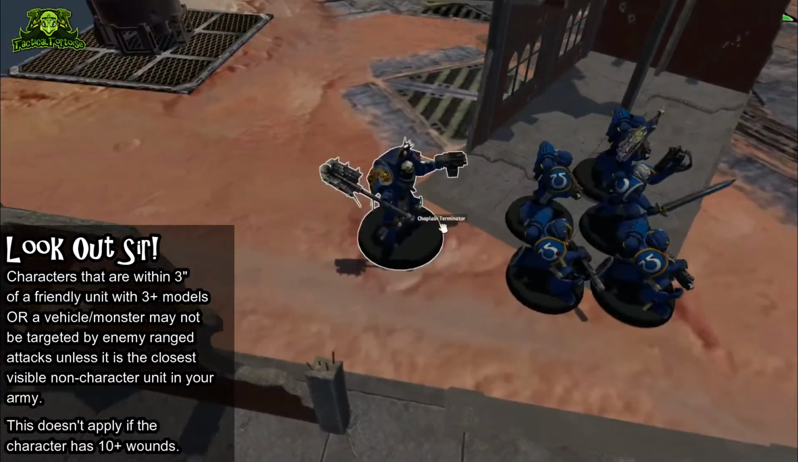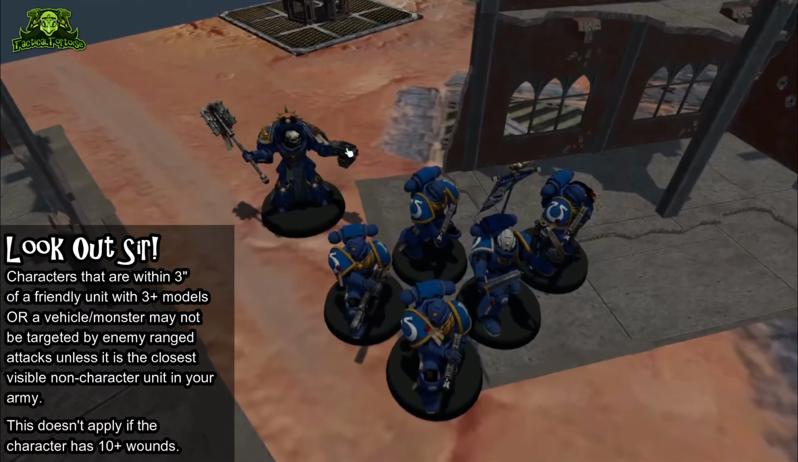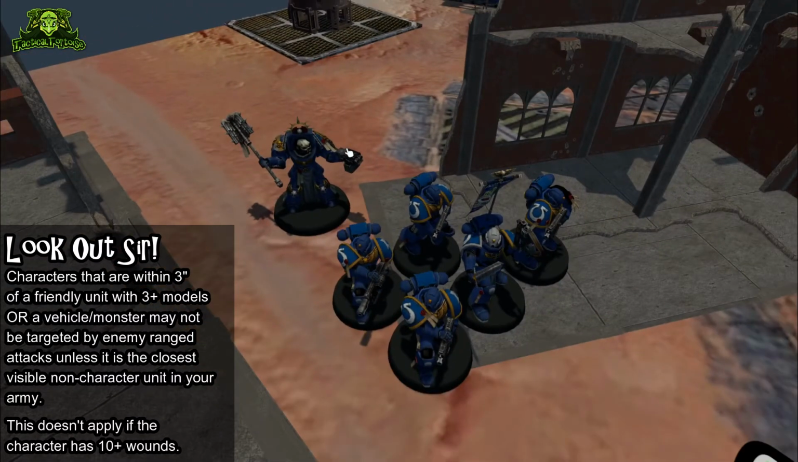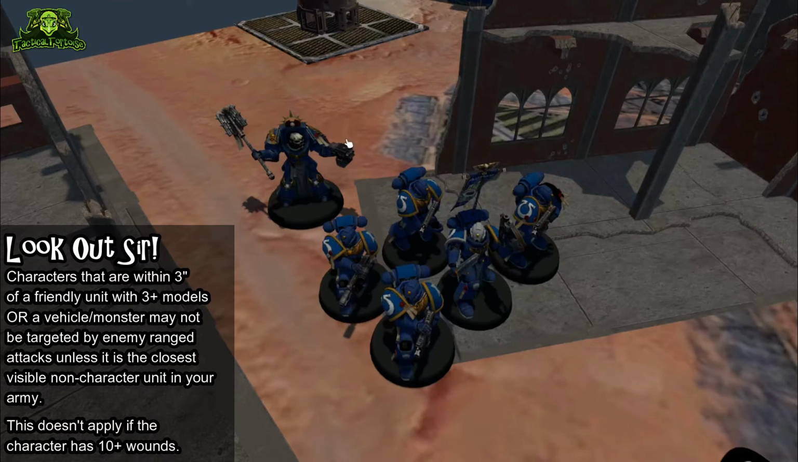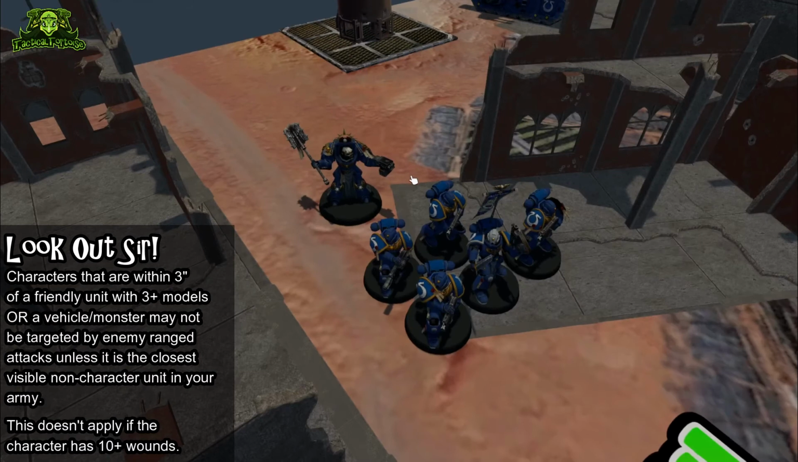If you are 10 wounds or greater, you are essentially operated when being shot at in the shooting phase exactly like you would be any other unit type. You can be targeted as long as your opponent has line of sight to you. Full stop, that's it. And you also can potentially block for characters using the rules we're going to be talking about here. So here's how Lookout Sir works in a nutshell.